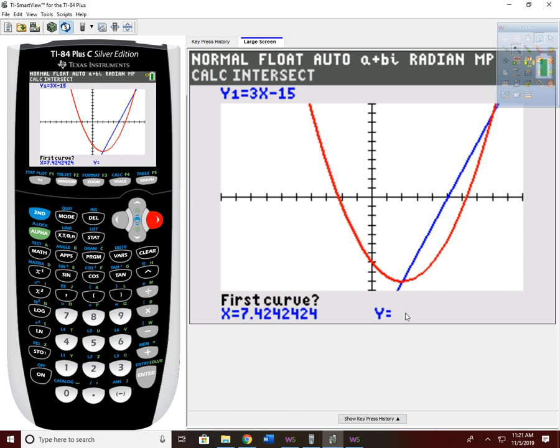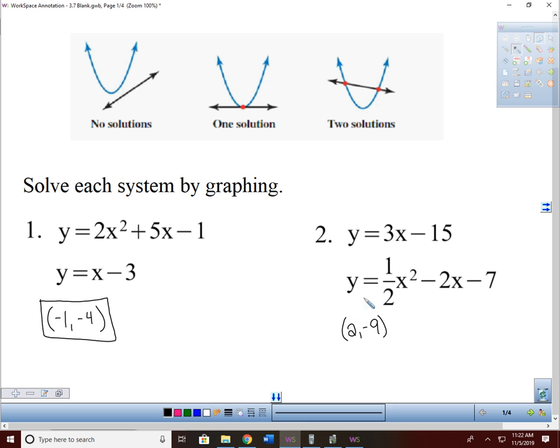I am on the blue line, so I'm going to press enter. Now it says, are you on the other one? My answer to that would be yes, and I might even arrow a little closer. Enter. And then it says, you want me to guess, and you say enter for yes, and it should go up to that point right there, and that point is 8, 9. So I have another answer at 8, 9. So I have 2 because it crosses 2 times.